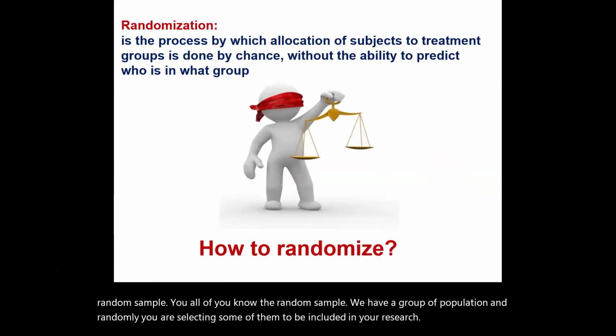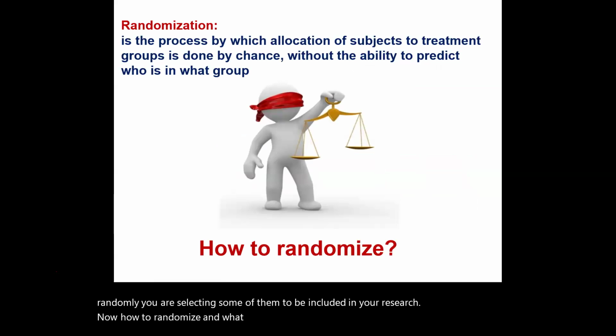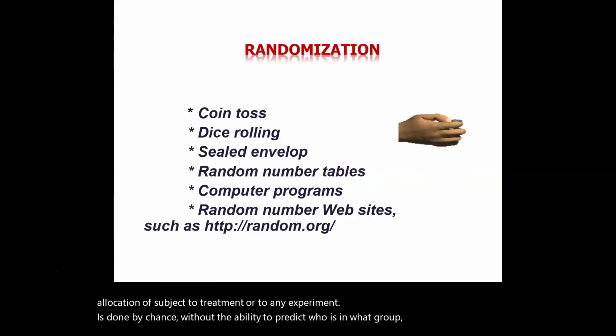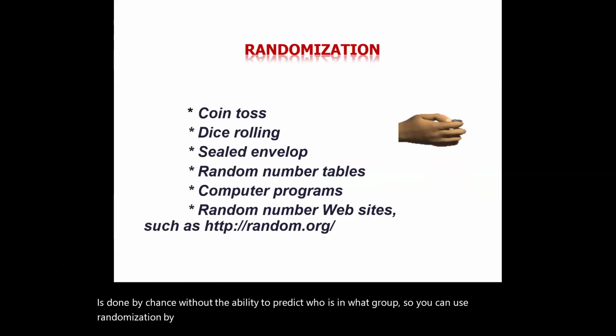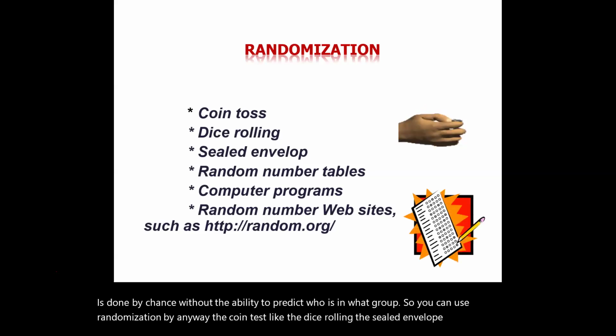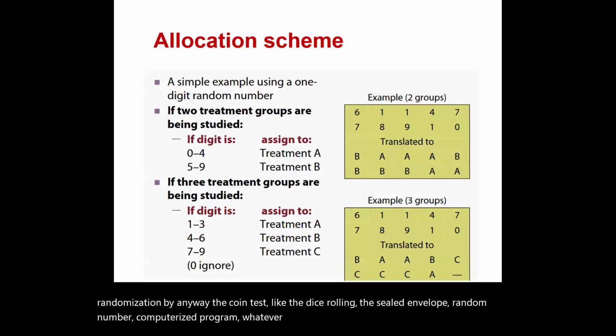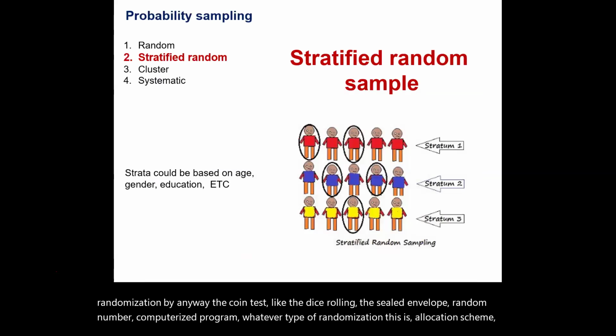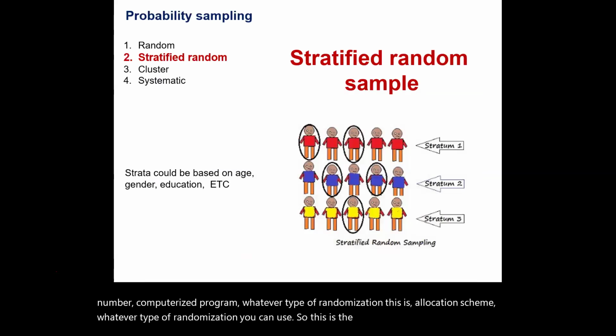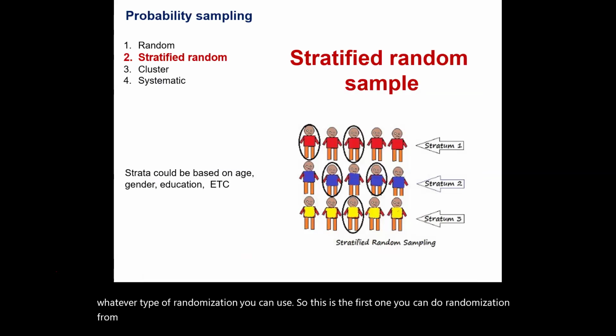Now, how to randomize and what is randomization? Randomization is a process by which allocation of subject to treatment or to any experiment is done by chance without the ability to predict who is in what group. So you can use randomization by any way, like the coin toss, the dice rolling, the sealed envelope, random number, computerized program. Whatever type of randomization, this is the allocation scheme. So this is the first one. You can do randomization from a certain group randomly by whatever method that you are going to use.